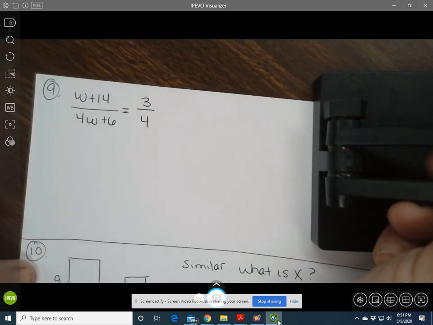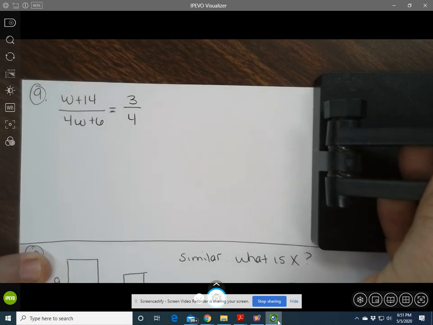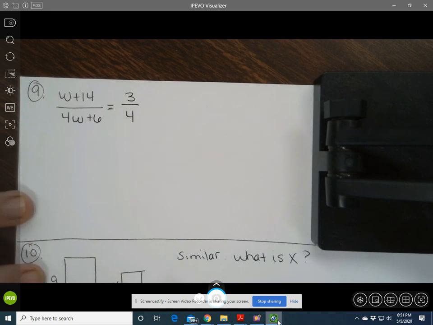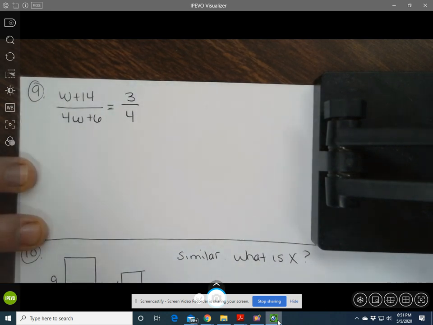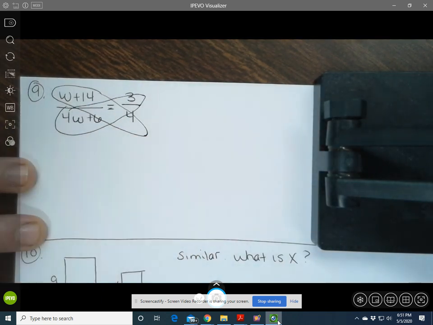Okay, I'm working number 9, which is similar to number 8 if you just watched that video. If you remember, we've had this on an interim before too. Again, anytime you see a proportion set up, you can always solve by using what you guys remember being called the butterfly method. So just set those up.